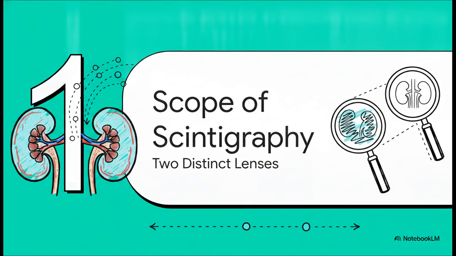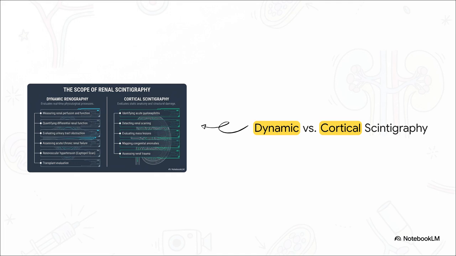All right, Section 1, the scope of renal scintigraphy. Two distinct lenses. When we look at our imaging toolkit, there's a really clear division of labor. First, we have dynamic renography. You can think of this as your live-action feed. It evaluates real-time physiological processes, stuff like measuring renal perfusion, quantifying differential function, and actually watching urinary tract obstructions as they happen.